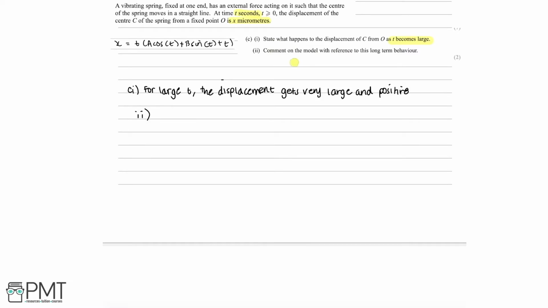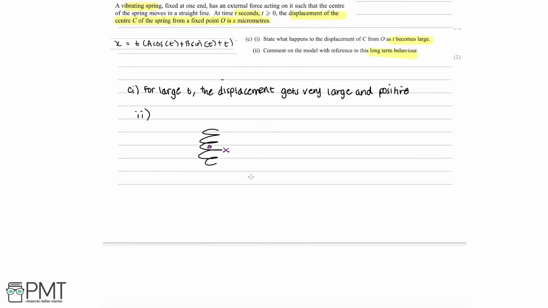In part II, we need to comment on the model with reference to this long-term behavior. So our model is of a vibrating spring fixed at one end, and it has an external force acting on it such that the center of the spring moves in a straight line. We are measuring the displacement of the center of the spring from a fixed point O. Well, if this is our spring over here, and our fixed point O is over here, and our center of the spring is over here, if this center moves about at increasingly large distances, this model suggests that it can continue to do this infinitely.